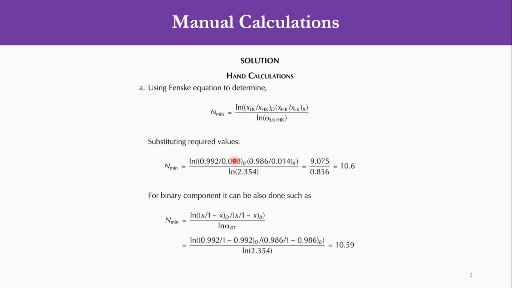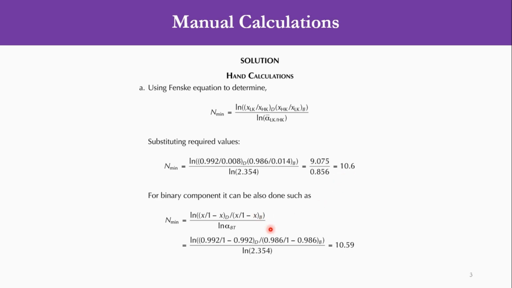into x of HK, which is the mole fraction of heavy key, toluene, in bottom, divided by the mole fraction of benzene in bottom. So 0.986 divided by 0.014, all divided by natural log of relative volatility, which is 2.354. Accordingly, the answer will be 10.6. So 10.6 or 11 stages are required minimum to operate this process.